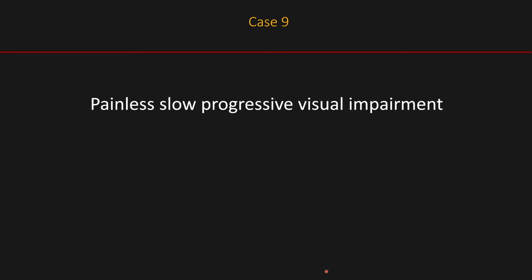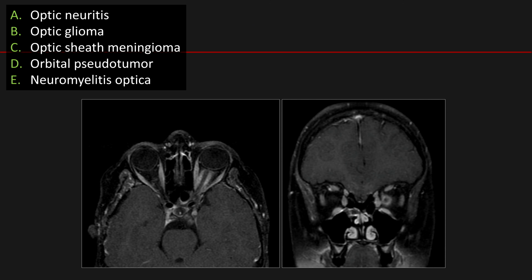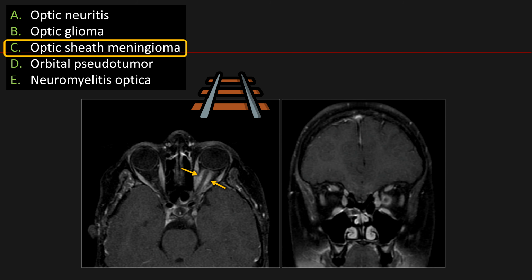Next case, I think the key word here is painless. Here you have an optic nerve sheath meningioma. Notice that the optic nerve itself is not involved. It may be constricted, but the signal is normal. What's abnormal is this increased thickening and enhancement surrounding the optic nerve. On the axial view, that's referred to as a tram track sign. On the coronal view, that's referred to as a donut sign.